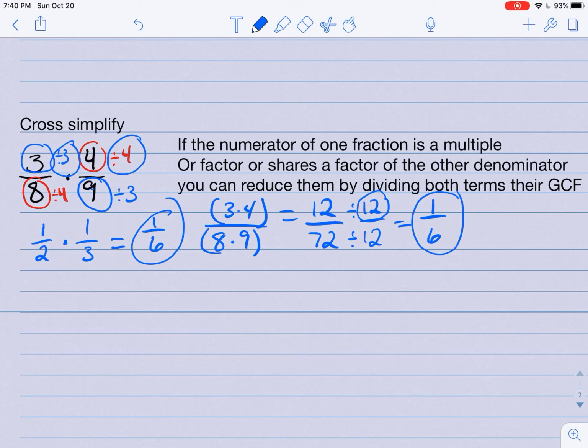So this is just another way. Instead of multiplying larger numbers, if you can see this cross simplification, it can save you this last step. You're doing the same thing, you're just doing it beforehand when you notice numbers that share a common factor in the fractions before you multiply them. All right, and that's multiplying fractions.